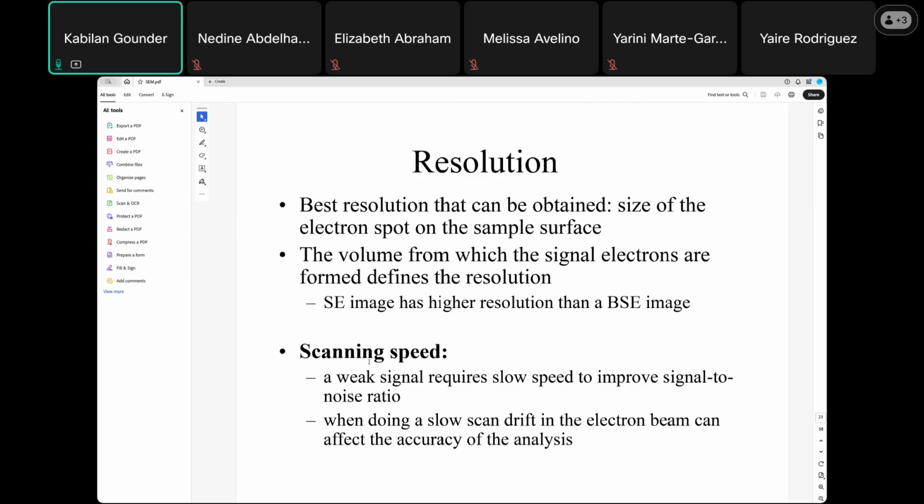A weak signal results if the electron beam travels too slowly, which is not good. Too fast is also not good. The optimal speed is always best to improve the signal to noise ratio. When doing a slow scan, drift in the electron beam can affect the accuracy of the analysis.